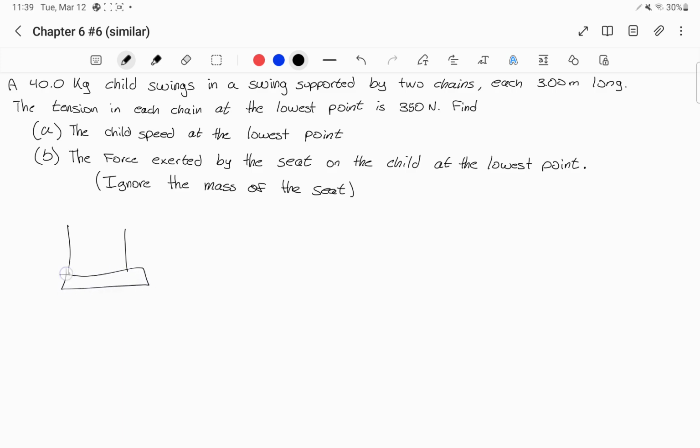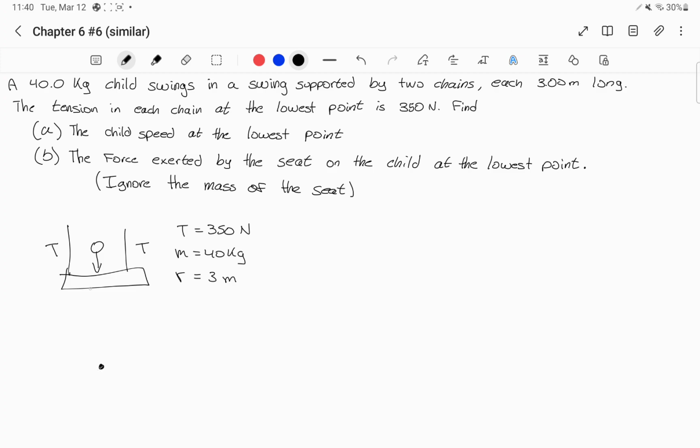So we have our child in a swing. And they want us to ignore the mass of the seat as well. So each of these chains, we can call it T. And we know that T is equal to 350 newtons. We know the mass of the child is 40 kilograms. And we know that the length of each chain is 3 meters, which we can call R, equal to 3 meters. And I'll explain why in just a second.